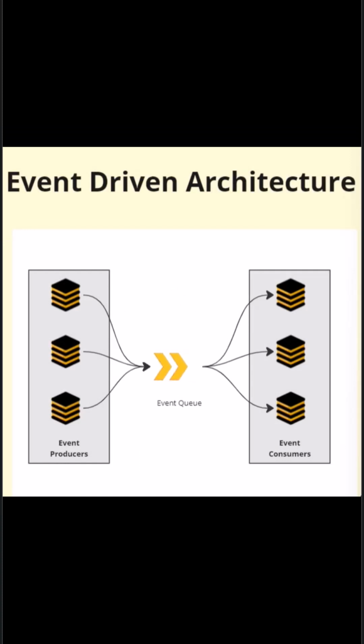Let's discuss event-driven architecture. In this, systems are built around the concept of events that occur within the system. Components within the system communicate asynchronously by producing and consuming events. This promotes loose coupling between components, as they don't need to know about each other. It also enables scalability, resilience, and responsiveness.